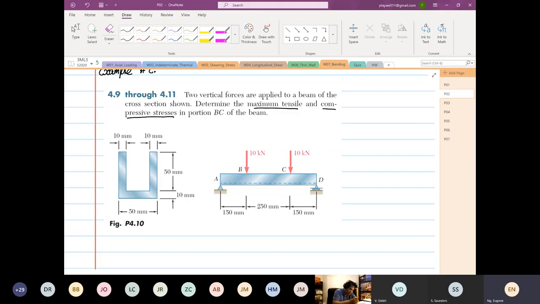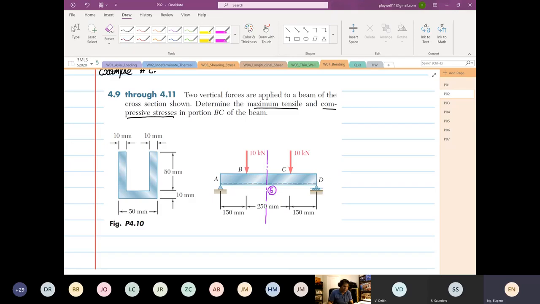Okay, so it will fail exactly in the center. Okay, that's where it's going to fail. So I'm going to call this point over here, where it's going to break, point E. It's going to fail at point E.